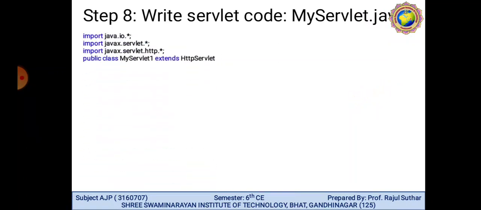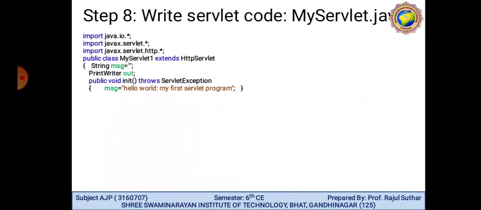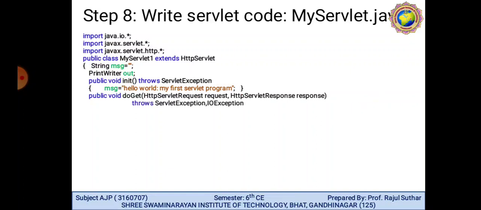So this is the simple code for myservlet.java. First of all, we require java.io.*, then javax.servlet.*, javax.servlet.http.*, then public class myservlet1 extends HttpServlet, String firstMessage, PrintWriter out, public void init. We require the initialization. So the first message is Hello World, my first servlet program.